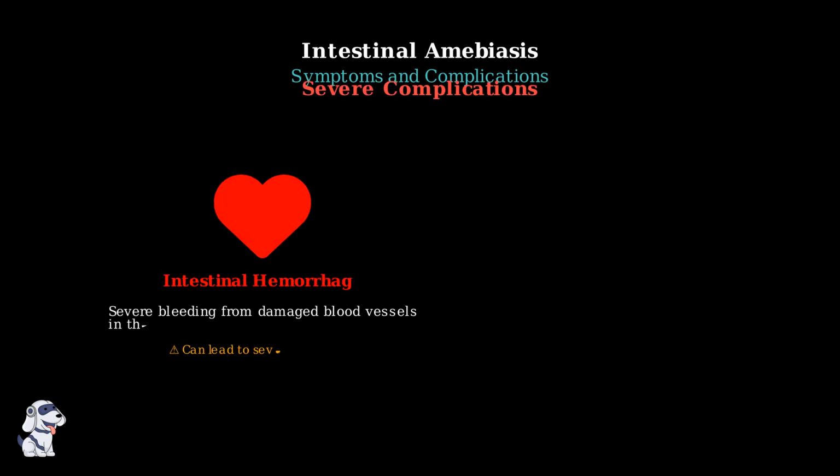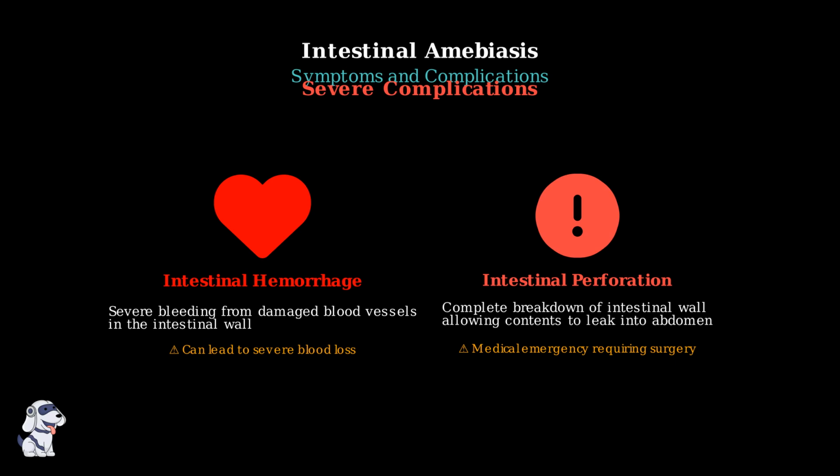In severe cases, intestinal amoebiasis can progress to life-threatening complications. The two most serious complications are intestinal hemorrhage and intestinal perforation. Intestinal hemorrhage occurs when the parasites damage blood vessels in the intestinal wall, leading to severe bleeding. Intestinal perforation is even more dangerous, creating holes in the intestinal wall that allow intestinal contents to leak into the abdominal cavity.